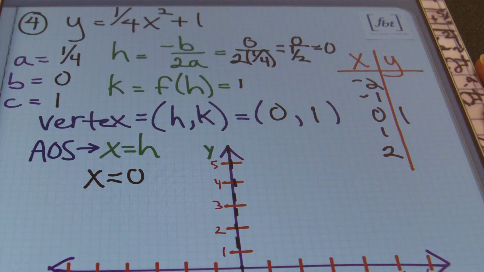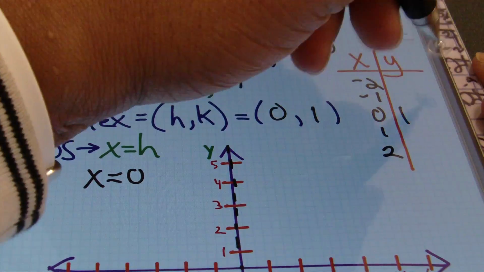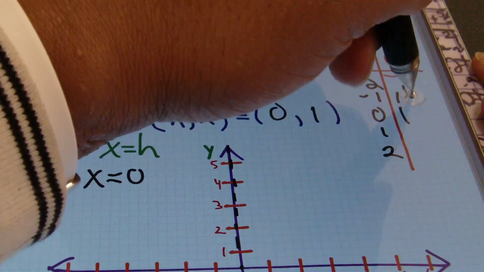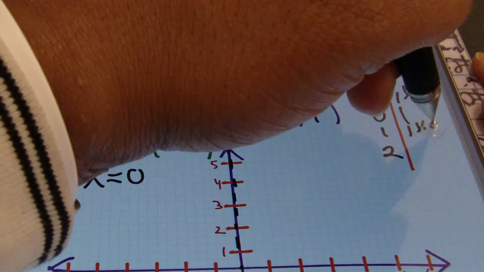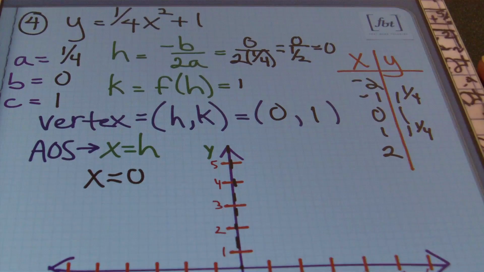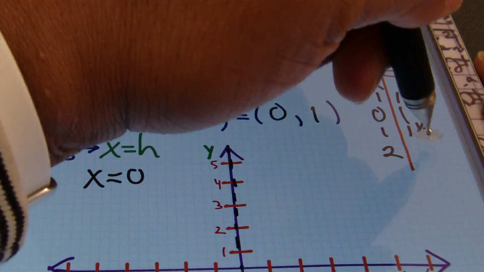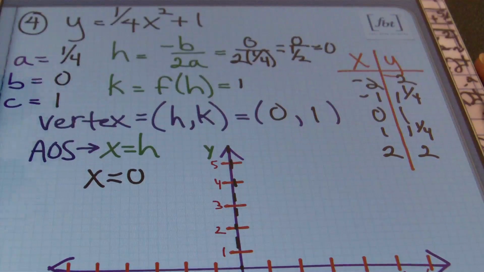And then plugging these values into your original function, you'll have the following. You'll have the -1 going in here. All right, so -1 squared is 1. And then you'll end up with 1/4. Okay, and then 1/4 plus 1 is going to be 1 1/4. All right, so we'll just plot it as 1 1/4. That's going to be the y value for both -1 and 1. Then if you were to plug in, let's say 2, 2 squared is going to be 4, and 1/4 of 4 is 1. So you'll end up with 1 plus 1, which is 2. So I have 2 for here and 2 for -2.